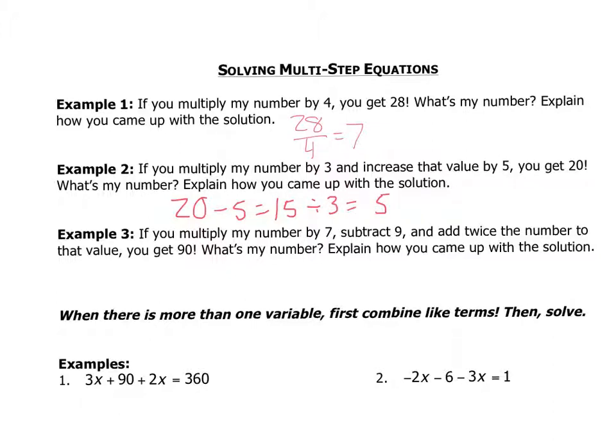So thinking about this idea of doing the opposite thing that it tells me to, that's the method we're using right now to go from a written statement back to the number that we need to find. It's using opposites here. Example 3 gets even harder. It says if you multiply my number by 7, subtract 9, and add twice the number to that value, you get 90. So this one's a little tougher. I want you to talk in your groups, see if you can come up with what the number is, and try to explain to your partners how you got the value. Go ahead.